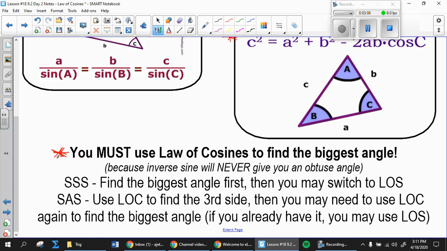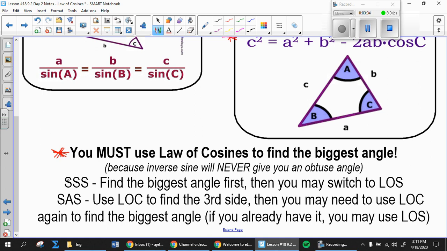The reason for this is cosine will give you an obtuse angle, but sine will not. If you try using law of sines to find an obtuse angle, it'll never work. It'll always give you the acute angle that would go with it. So we can't use law of sines to find an obtuse angle, and we're always going to find the biggest angle first when we're doing law of cosines.